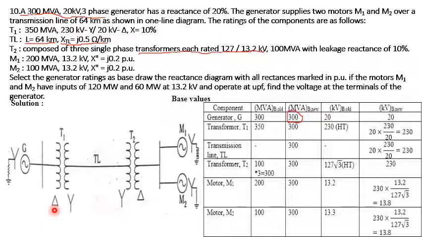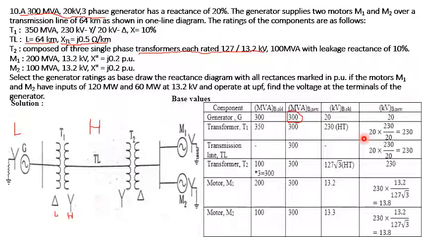I wanted to calculate the voltage on the transmission line, because generator G1 we already know. This is the LT side and this is the ST side of the transformer. The ST rating of the transformer is equal to the LT rating of the transformer into the ST rating divided by the LT rating.